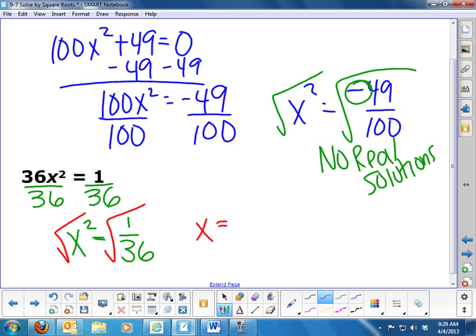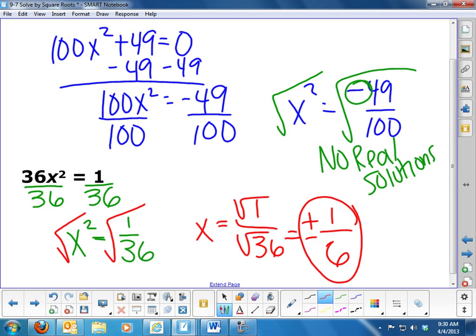The square root, remember how I can rewrite this, guys? The square root of 1 over the square root of 36. Square root of 1 is 1. Square root of 36 is 6. And then I have to remember my ever so important plus or minus. So my two solutions to this would be x equals positive 1/6 and x equals negative 1/6. Those are the solutions to this quadratic.